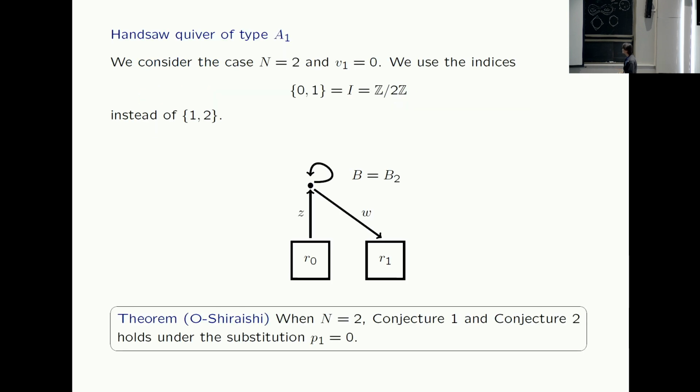So in the rest of the time, I will give a proof of the conjecture for a special case. So we consider this diagram. This means n equal 2 and one variable of the generating series is equal to 0. In this case, conjecture 1 and conjecture 2 hold.